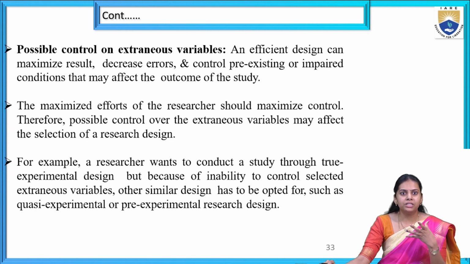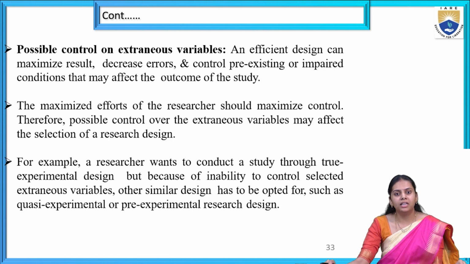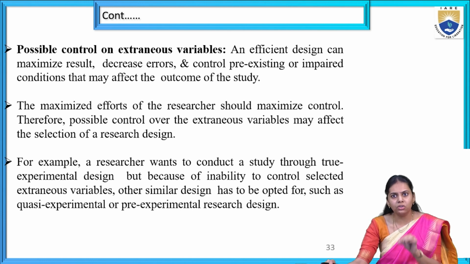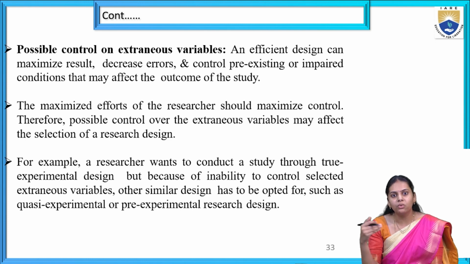Because the possible control of extraneous variables always has an impact on research in terms of time and financial factors again. So that's the thing: the maximum efforts of researchers should aim at maximum control. An efficient design can maximize the results and decrease the errors. Automatically then it controls the pre-existing or impaired conditions that may affect the outcome of the study. So based on these factors, the research design is to be selected again.